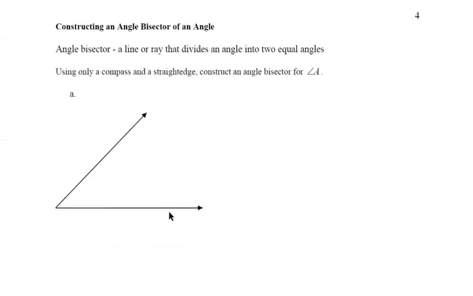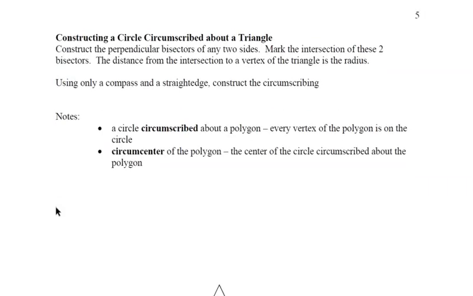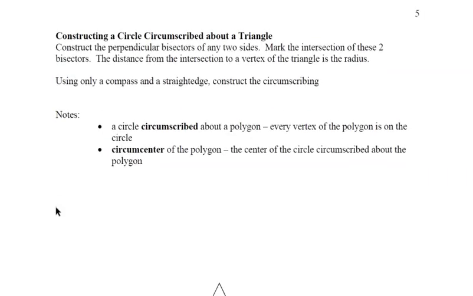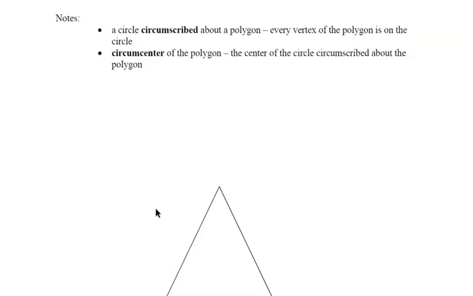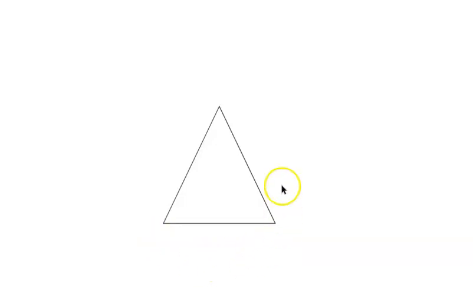Then you're going to do an angle bisector, which is a line or a ray that will divide this angle into two equal angles. So you'll have a line or a ray coming right out the middle here, dividing this angle right in half. And then finally, you're going to do a circle circumscribed about a triangle. A circle circumscribed is where you're going to have a perfect circle to where every vertex of the triangle is going to go through the circle.